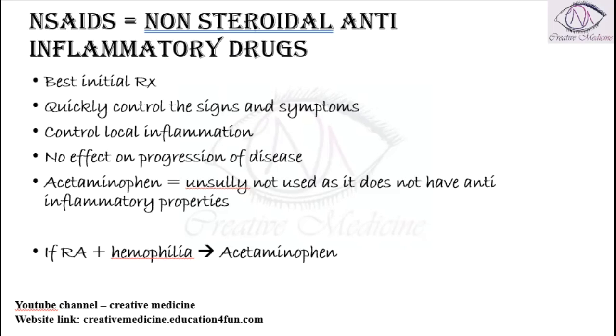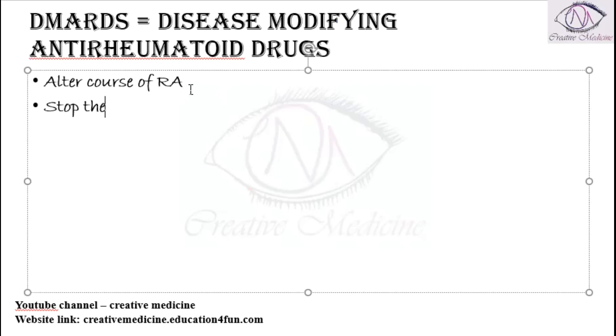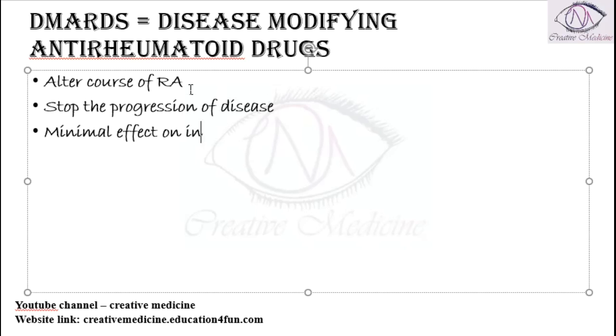If you see, the non-steroidal anti-inflammatory agents or NSAIDs have no effect on the progression of the disease, but DMARDs will stop the progression of the disease. But the main problem here is these anti-rheumatoid drugs have minimal effect on inflammation. Because they have minimal effect on inflammation, they are not used as analgesics. So for analgesic action we use NSAIDs.